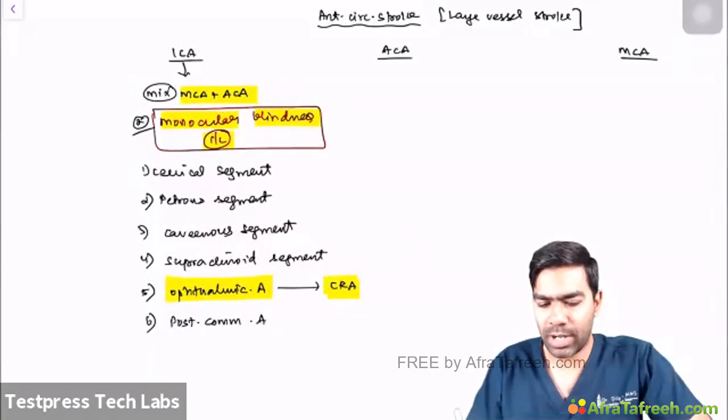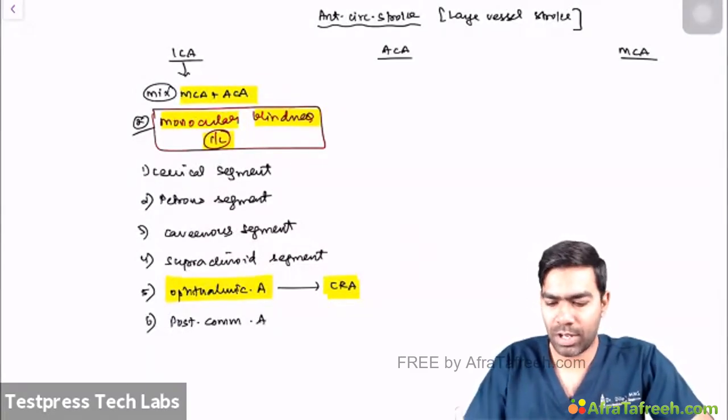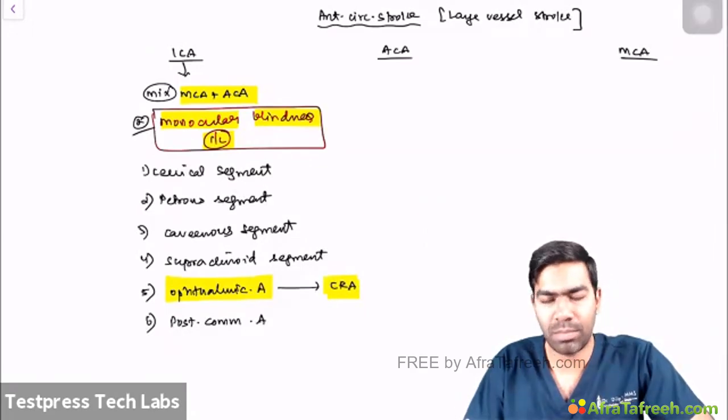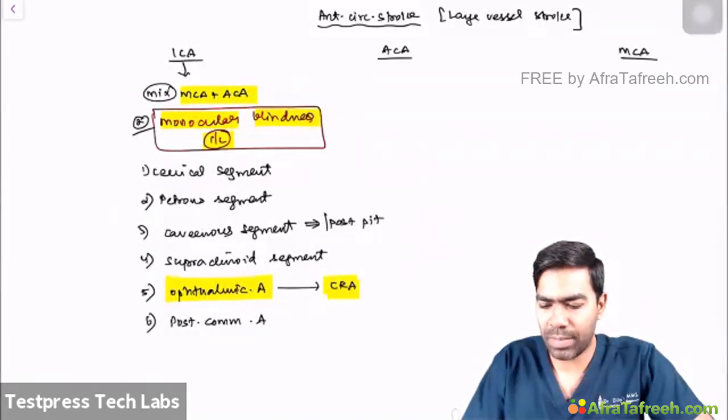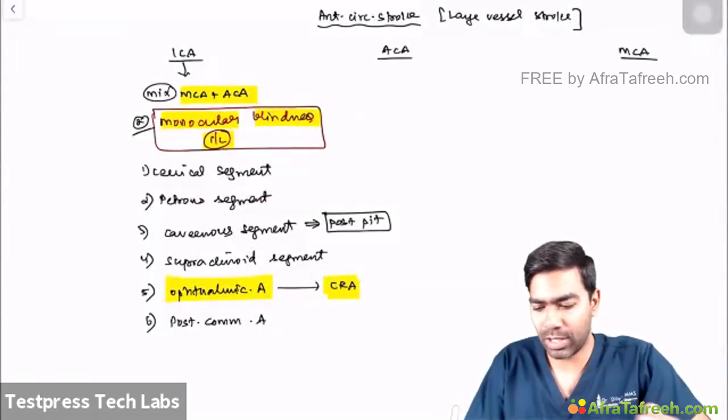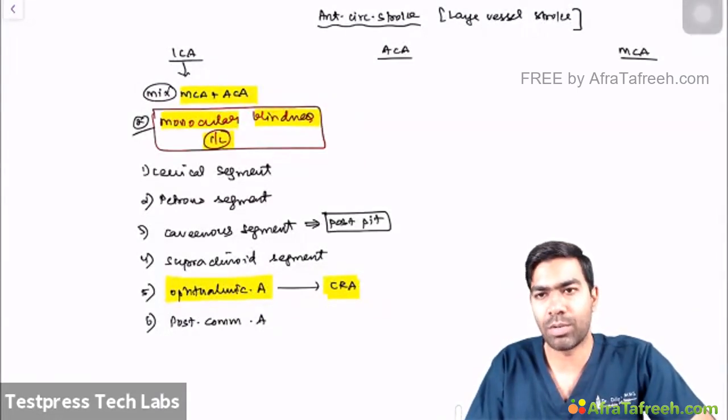Usually you don't have much branches from the cervical segment, but you have a lot of branches from the petrous segment, but none of them are basically named branches. But you have some branches from the cavernous segment. So from the cavernous segment, usually your supply will be to the posterior pituitary through an artery called the meningohypophyseal artery. So that is the one that is going to supply the posterior pituitary, to be precise.